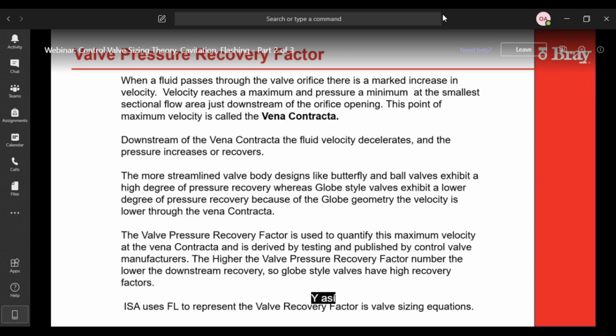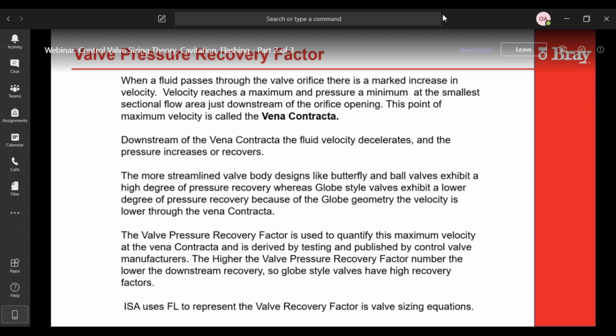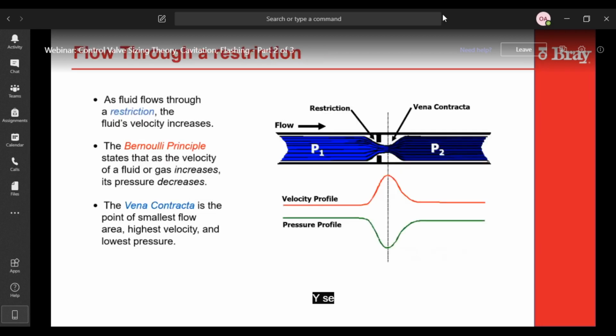The pressure recovery factor is used to quantify the maximum velocity at the Vena Contracta, and it is derived by testing and published. It's a number you can get from the manufacturer, and the higher that number is, the more pressure drop that valve can take before it cavitates. We'll look at that through the presentation, and the recovery factor is called FL in the formula for valve sizing. Now I'll pass this on to Ralph to continue.